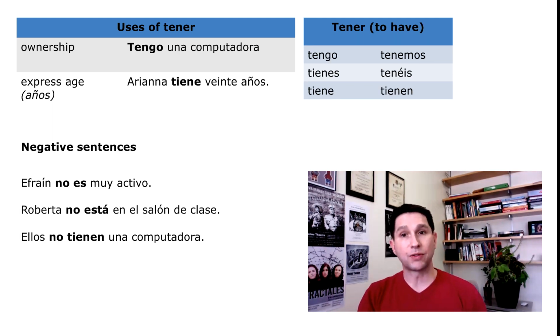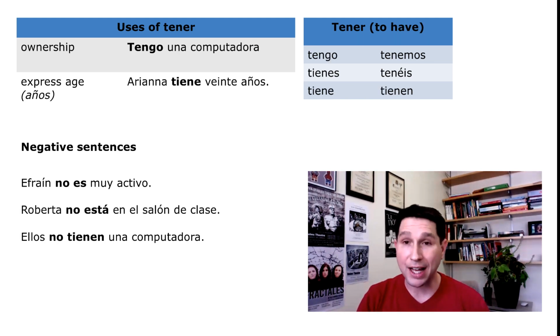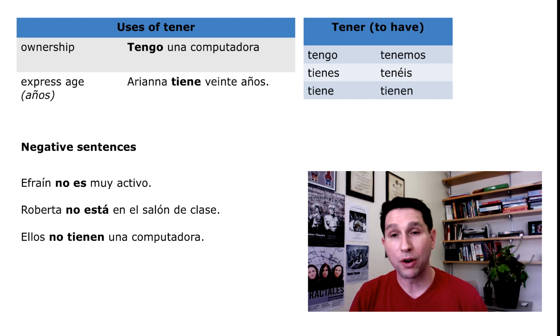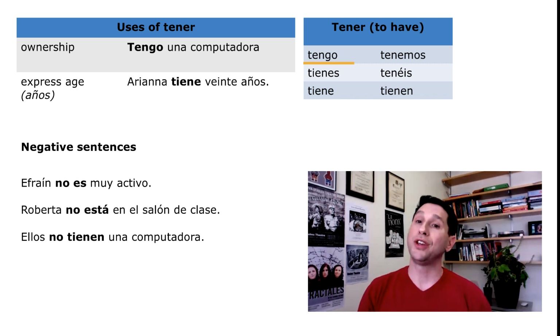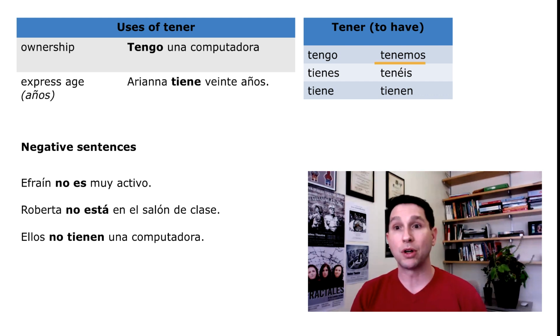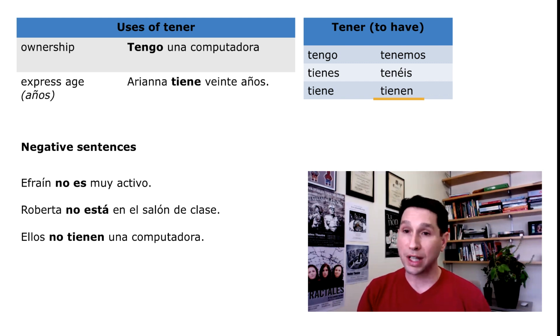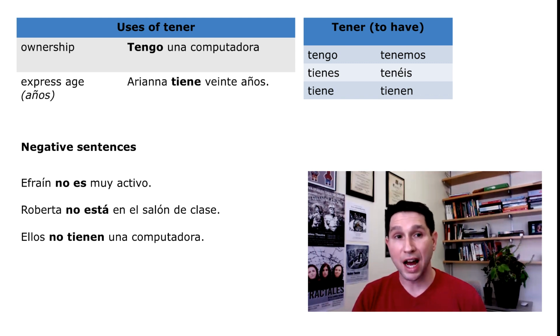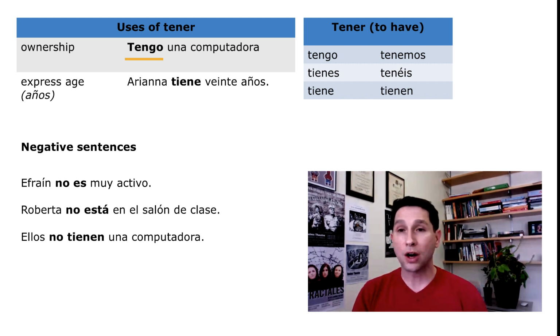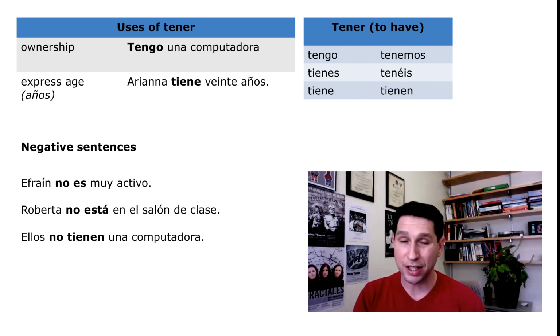The final verb on our list for today is tener. While tener has many uses, we will only focus on two of its uses right now. But before that, let's talk about the conjugations. Yo tengo, tú tienes. Él, ella, usted tiene. Nosotros tenemos, vosotros tenéis. Y ustedes, ellos, ellas tienen. The primary uses of tener in this context will be ownership, as tener means to physically possess something. Tengo una computadora.